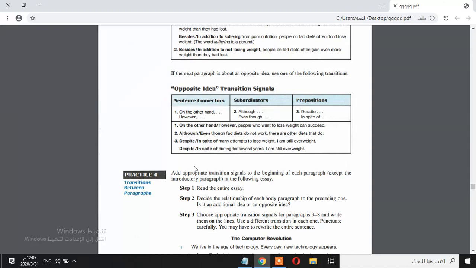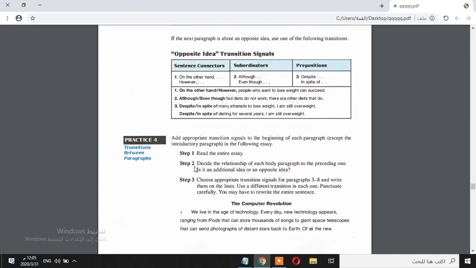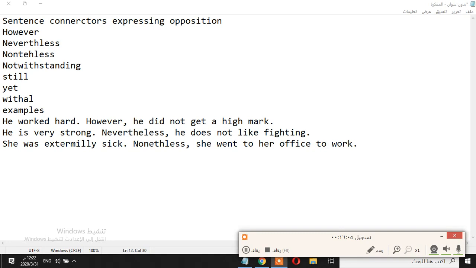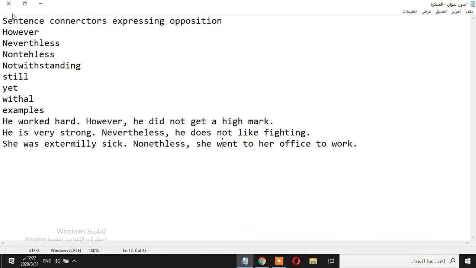I'm going to give more examples after a little interruption. We are back with our examples of sentence connectors showing opposition. First of all, sorry for the interruption. I find lots of difficulties with using technology because I am too old for that.